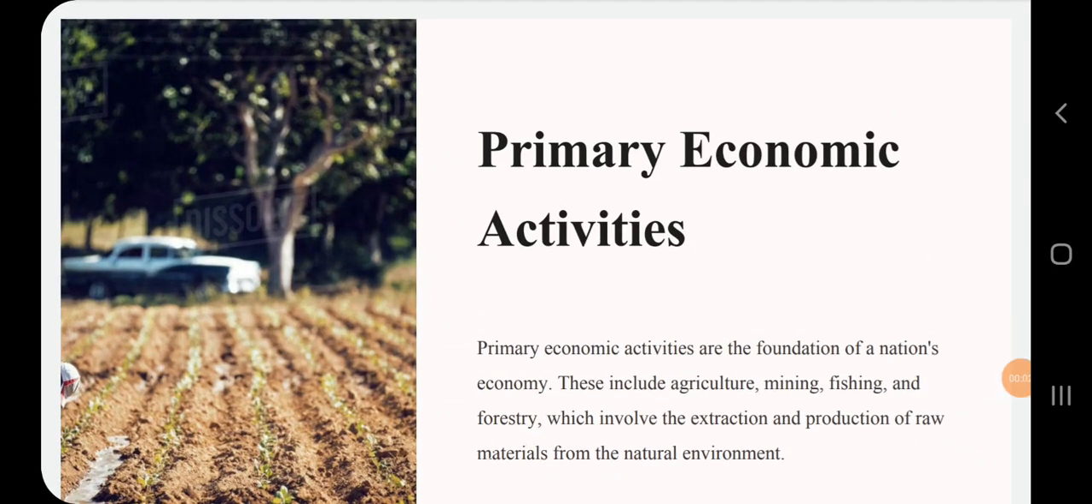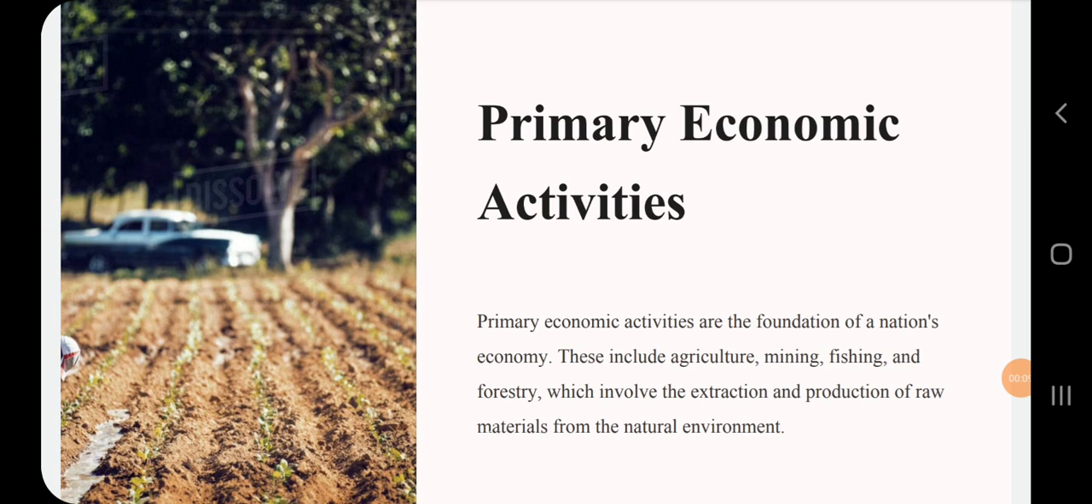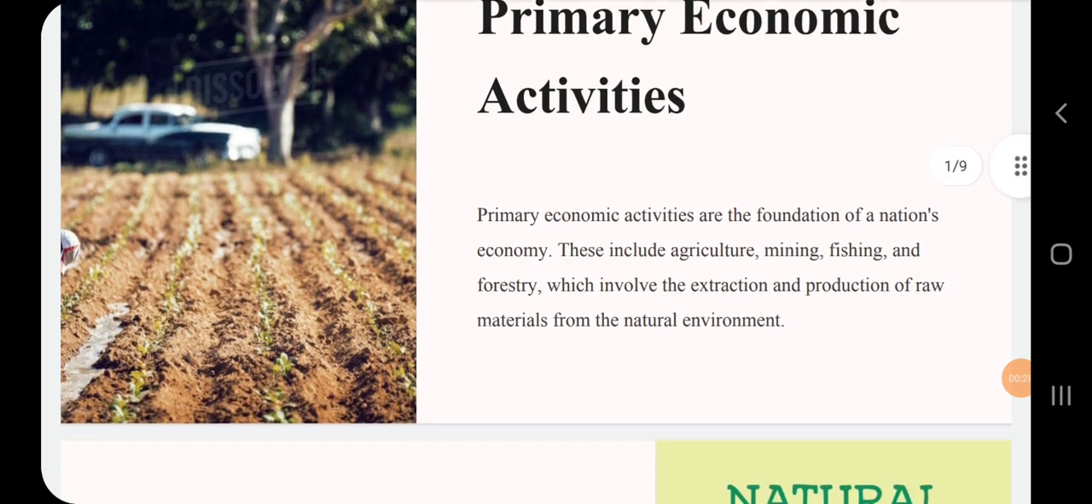Hi guys, we're going to be doing a geography lesson on primary economic activities. Primary economic activities are the foundation of a nation's economy. These include agriculture, mining, fishing, and forestry, which involve the extraction and production of raw materials from the natural environment.